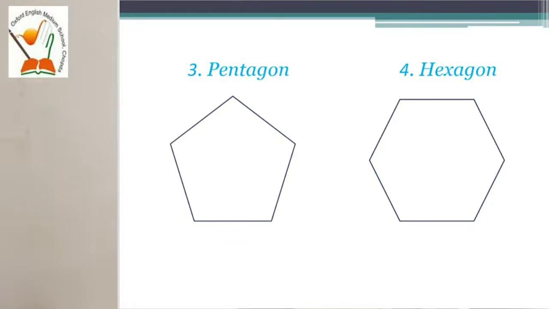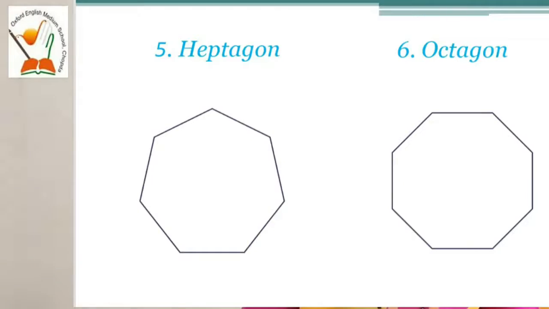When a polygon has 6 sides, that is called a hexagon. Hexagon has 6 sides, 6 vertices and 6 angles. When a polygon has 7 sides, that type of polygon is called a heptagon. Heptagon has 7 sides, 7 vertices and 7 angles. An octagon polygon has 8 sides, 8 vertices and 8 angles.